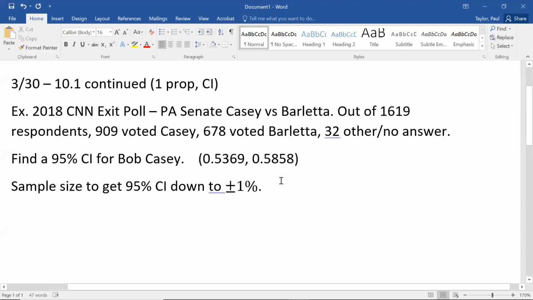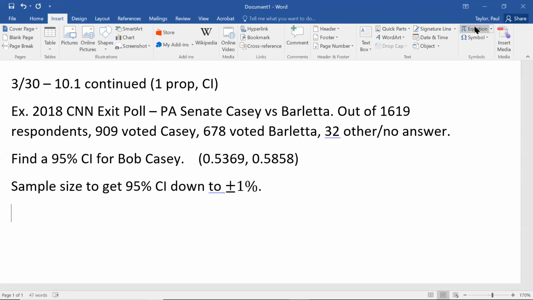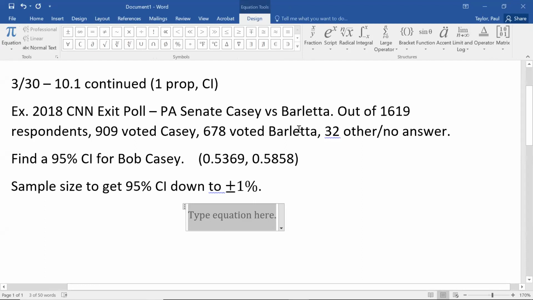All right, now let's answer this second question. How big does the sample have to be to get the range down to up or down by 1% instead of the 2.5% or so that we had before? So this is not a Minitab thing. This is basically just a computation by hand.